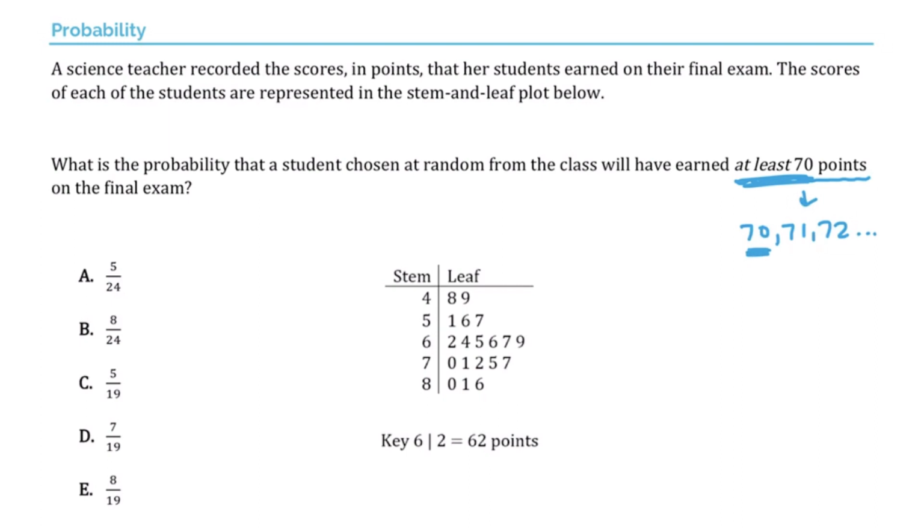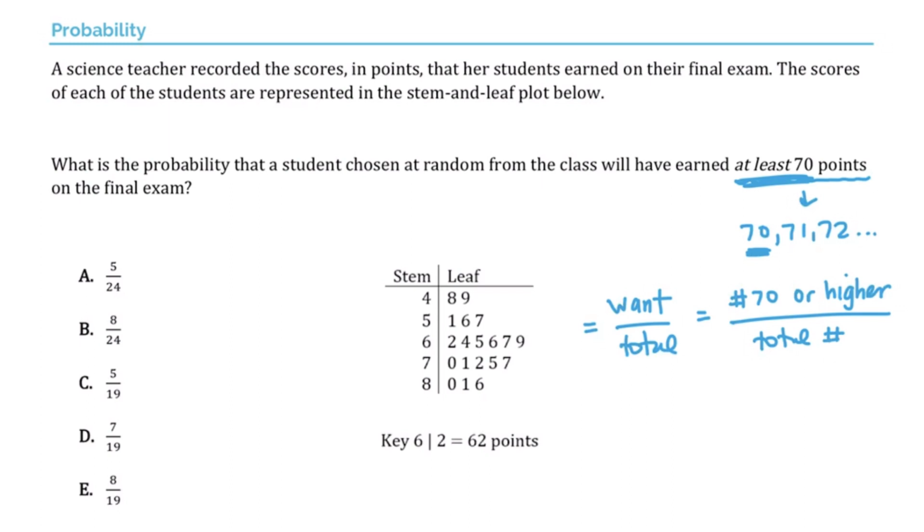So if we're looking at the probability that someone we choose from the class earns at least a 70 on the final, that probability is going to be what we want divided by the total possible, right? Our same equation for probability. That's going to be the number of students with a 70 or higher on the exam divided by the total number of students. So now we get to look at our stem and leaf plot.